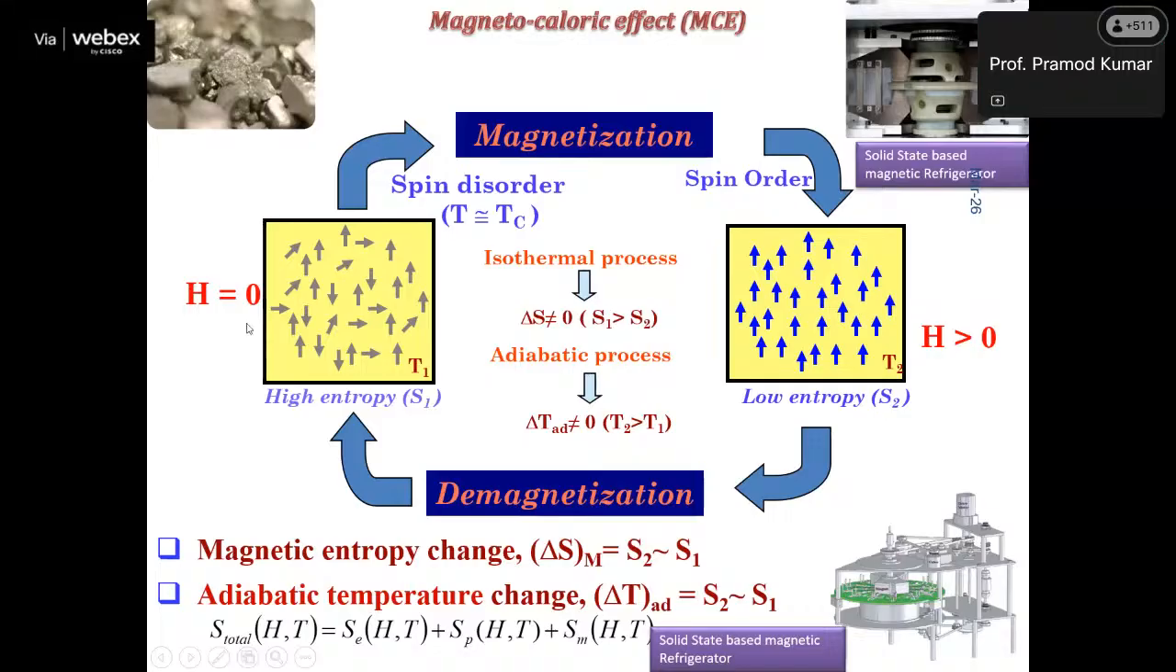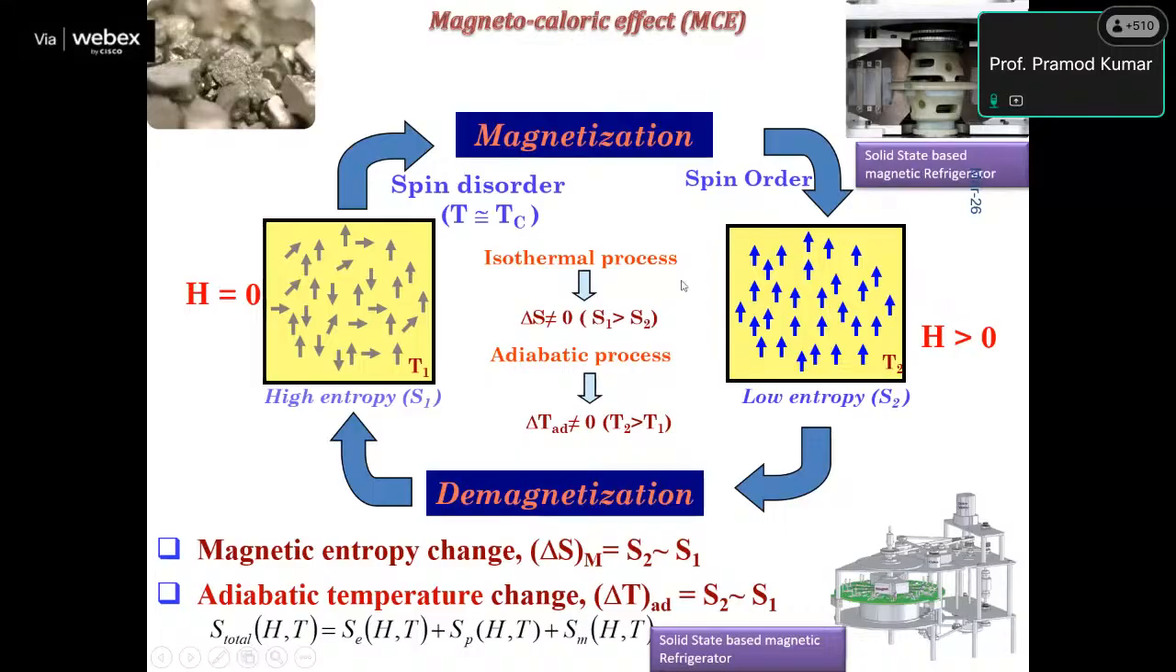So when H equals 0, all spins, or all dipoles, are randomly oriented. Whenever a magnetic field is applied, these spins are aligned in the direction of the magnetic field. This is basically the property of the magnetic material. So here, entropy is reducing after applying the magnetic field.